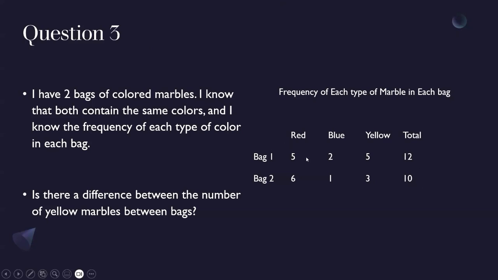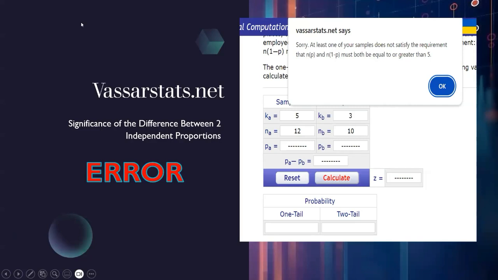Notice, however, that the numbers that I'm reporting here are much smaller than the numbers that I initially reported. They're in the single digits. So my question here: is there a difference between the number of yellow marbles between bags? Again, bringing this back to one-tailed and two-tailed, we're just asking whether there's a difference. That means we're going to go for our two-tailed test, whatever test we decide to use. So I input this into VassarStats, and I'm not going to do it live because I just have a screenshot right here showing it.